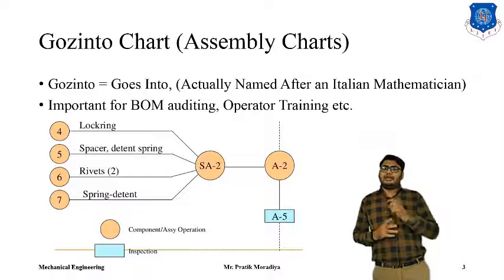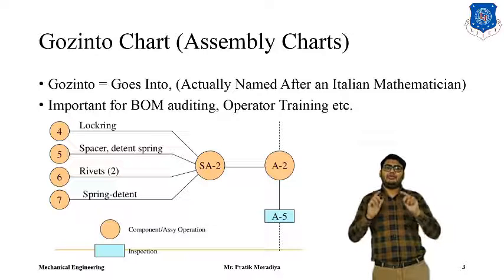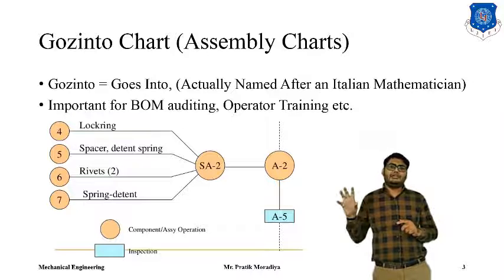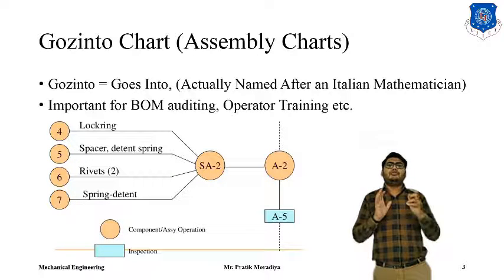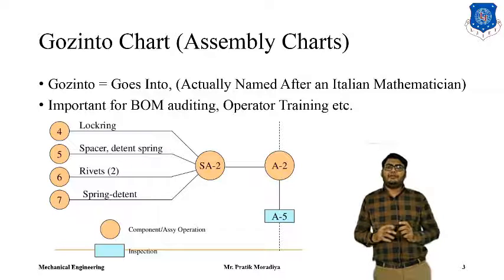So the circles shown are components or operations, and the squares shown are the inspection steps. When the circles are there, those are either components or you have to follow some process or assembly operation. For example, here the 4, 5, 6 and 7, all those numbers are components.